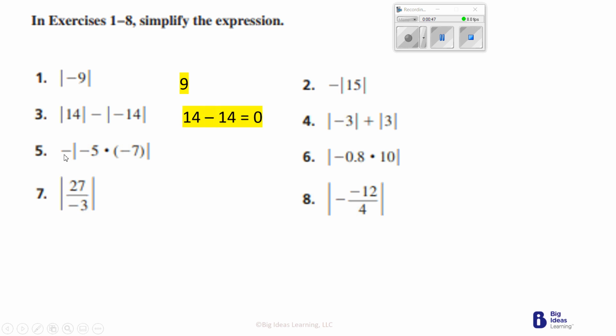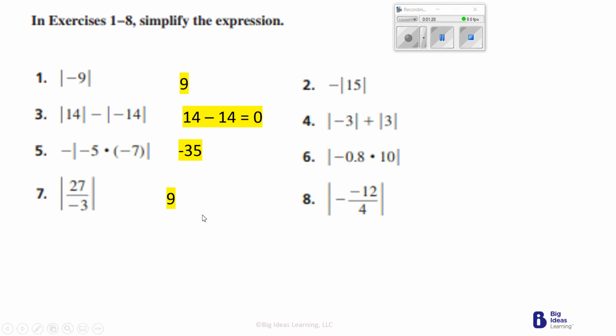Now number 5 has a negative in front of it, and then it says the absolute value of -5 times -7. Well, this is going to give us -35. We know that -5 times -7 will give us 35, right? The absolute value would have been 35 anyways, but the negative outside over here makes it -35. Now we have 27 over -3, which is basically a division problem. 27 divided by 3 will give us -9, and of course the absolute value would make it a 9 anyways. All right, you have 2, 4, 6, and 8 to do.